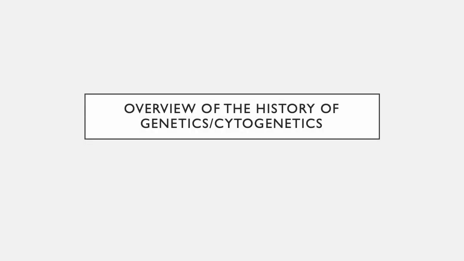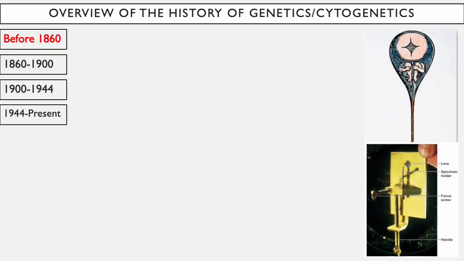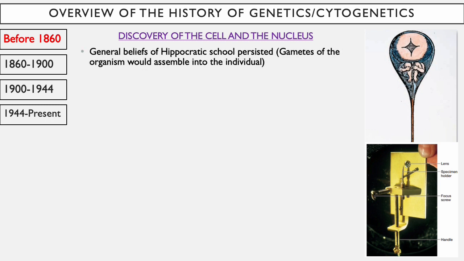Okay, now just a brief review of the history of genetics or cytogenetics. Before 1860, the discovery of the cell and nucleus actually originated from the beliefs of Hippocrates. So the general beliefs of the Hippocratic school persisted, and in this belief, the gametes of an organism would assemble into the individual.